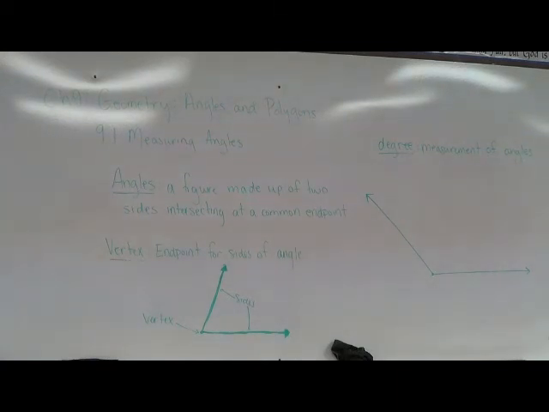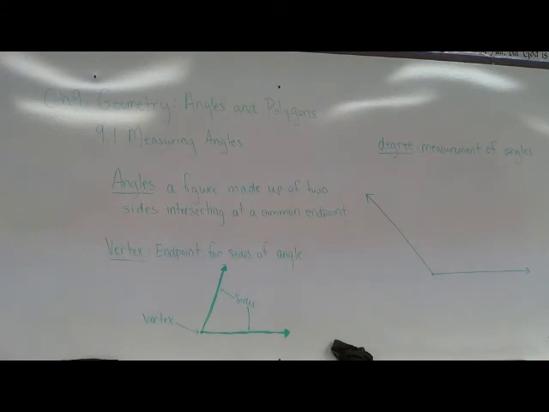So we are starting with measuring angles. So first we need to know, what is an angle? An angle is a figure made up of two sides intersecting at a common endpoint. And that common endpoint is called a vertex. So the vertex is the endpoint for sides of an angle. And you look at the little drawing I have down there. So I marked the sides. They're the really dark arrows that we have. And then the place where they intersect, the corner, if you will, is the vertex of the angle.